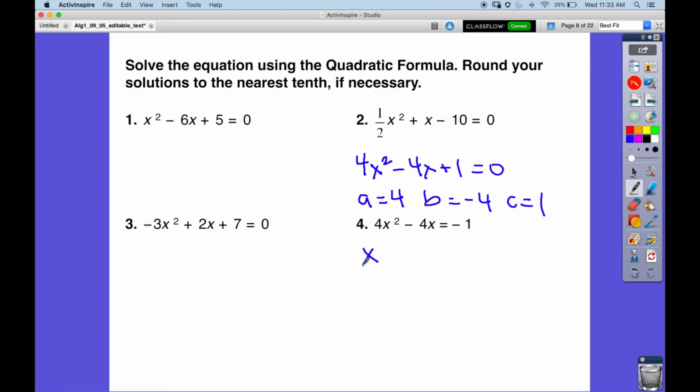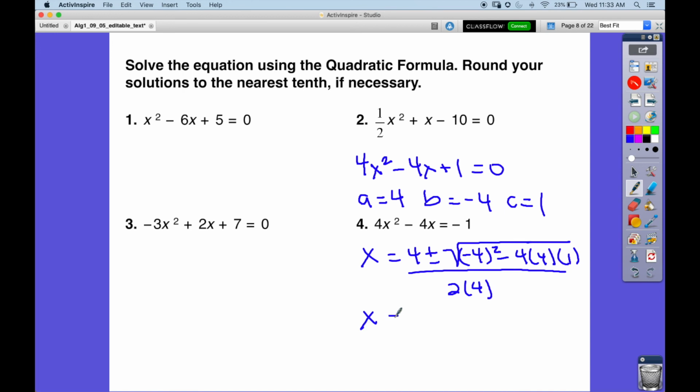All right. So it's going to be 4 plus or minus the square root of negative 4 squared minus 4 times 1, all divided by 2 times 4. So x is going to equal 4 plus or minus the square root of, this is going to be 16 minus 16, oh, which becomes 0, all divided by 8. So now it's going to be plus or minus 0. We don't need to rewrite that.